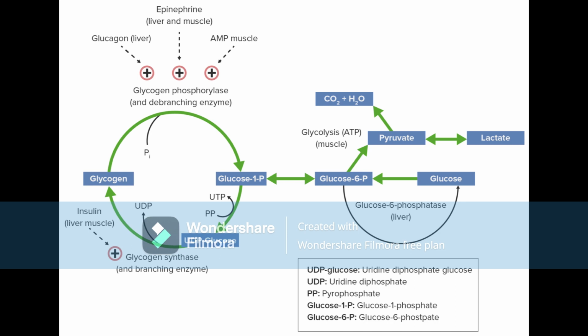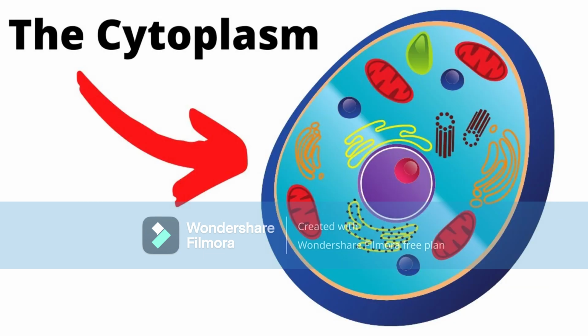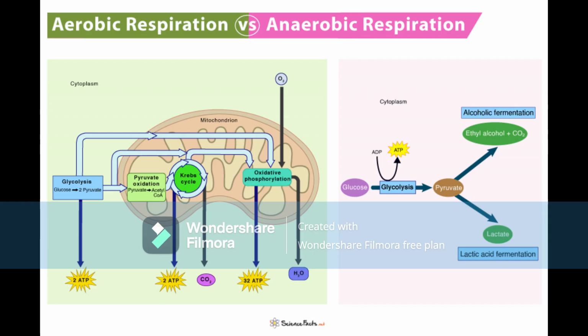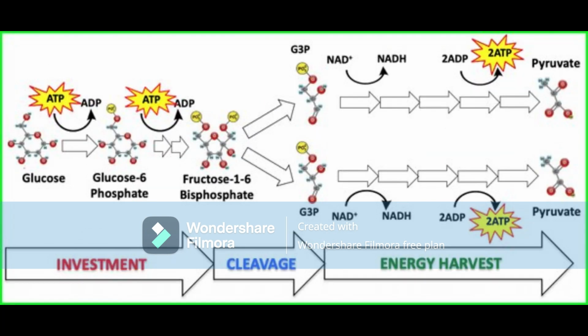Okay, first of all, let's talk about glycolysis. Glycolysis is the process by which glucose is broken down into molecules of pyruvate. This process occurs in the cytoplasm of the cell and is the first stage of both aerobic and anaerobic respiration. There are 10 steps involved in glycolysis, which can be divided into two phases: the energy investing phase and the energy payoff phase.